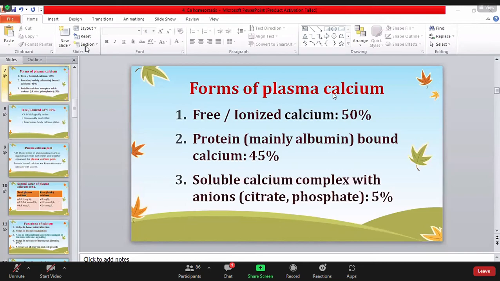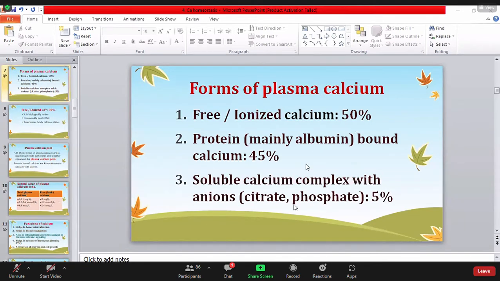Plasma calcium. There are three forms of plasma calcium. Free or ionized calcium, that is 50%. Protein bound calcium, that is 45%, mainly albumin bound. And soluble calcium complexed with anions. Which anions? For example, citrate, phosphate, that is 5%.